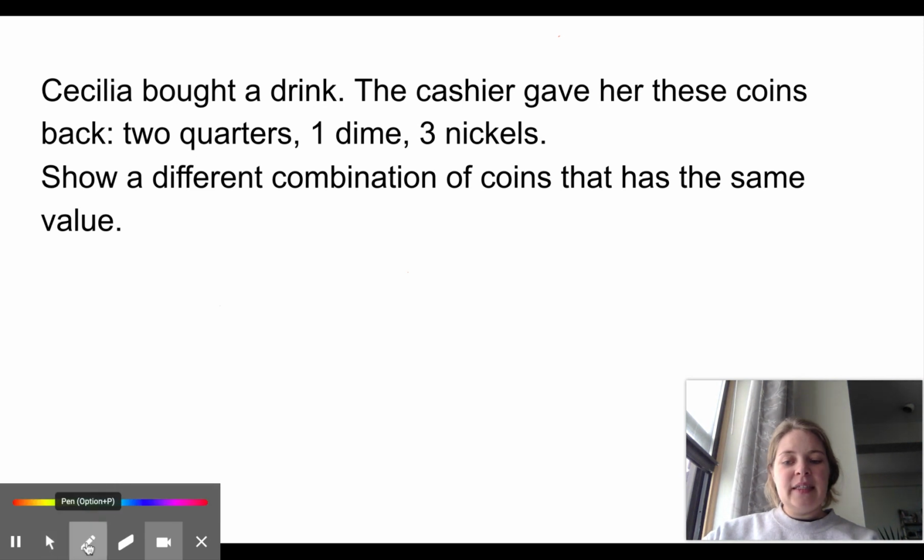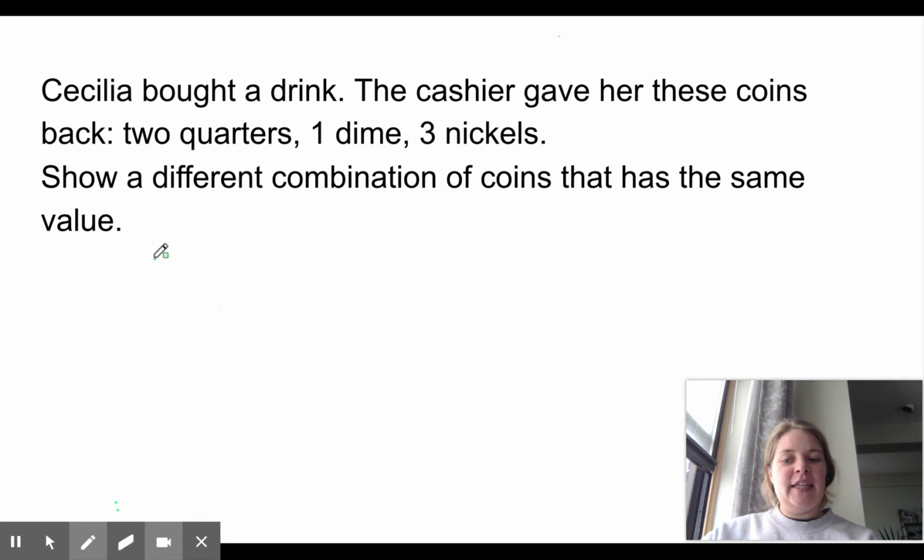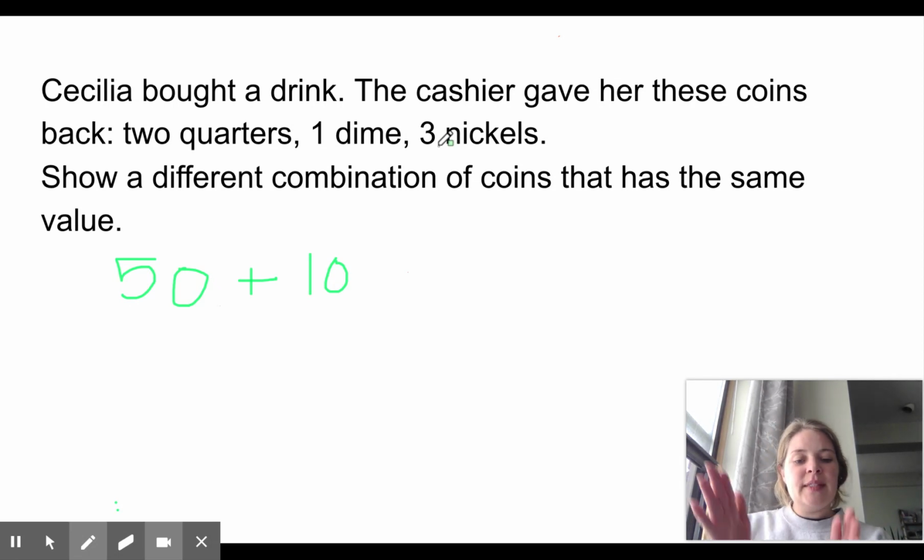If Cecilia has 2 quarters, I bet we could skip count that right now. 25, 50. So if she has 2 quarters, she has 50 cents already. Plus 1 dime. 1 dime equals how much? It equals 10. And 3 nickels. Let's skip count 5 3 times. 5, 10, 15. So we would get 15.